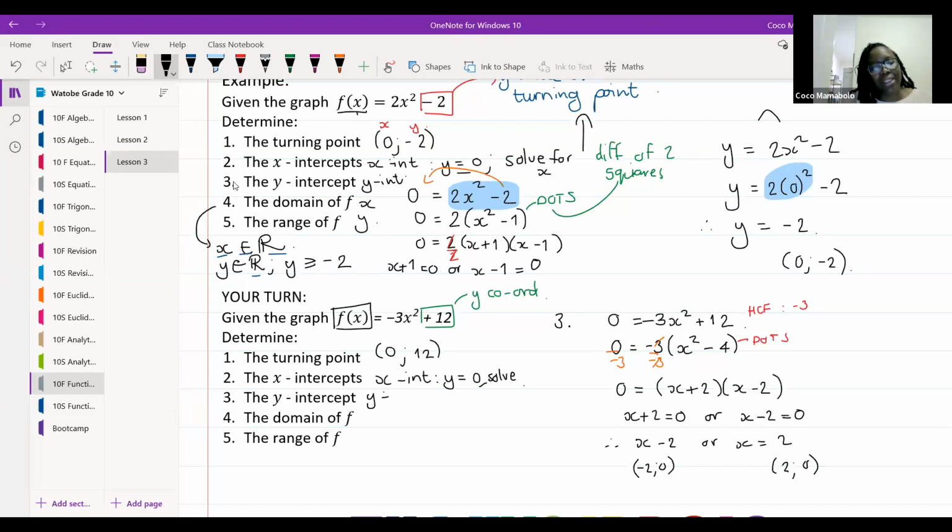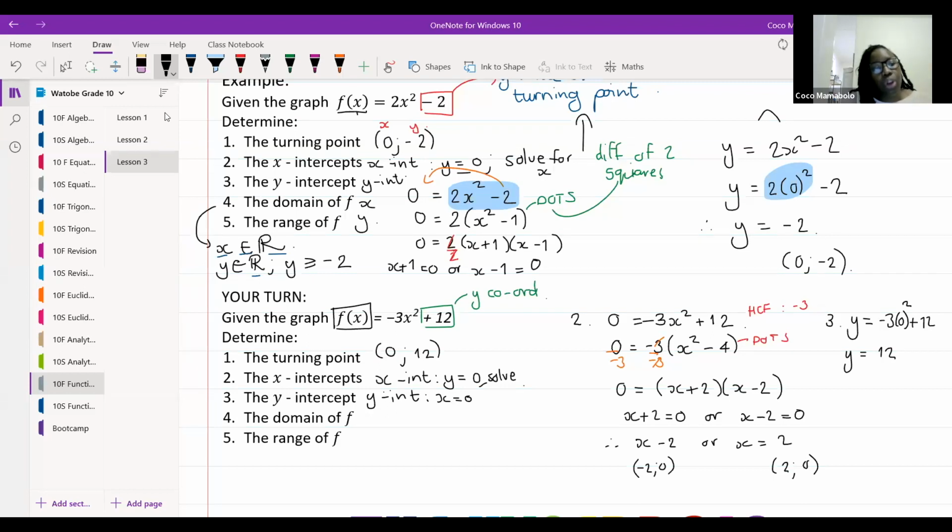When I want to find my y-intercept, guys, what do I need to do? Good, remember you need to get positive or -2. It can't just be the one, it needs to be both. Good, we're going to make x equal to 0. So for question 3, for my y-intercept, I'm going to make x equal to 0. Right, so y is equal to -3 times 0 squared plus 12. Therefore, y is equal to 12.